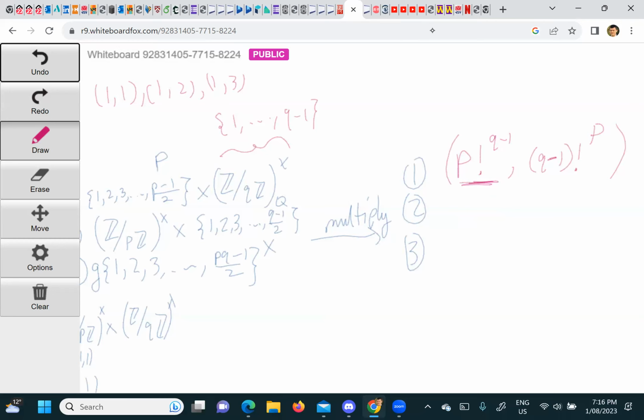It's just q and p swapped. The number 2 is q factorial to the power of p minus 1.